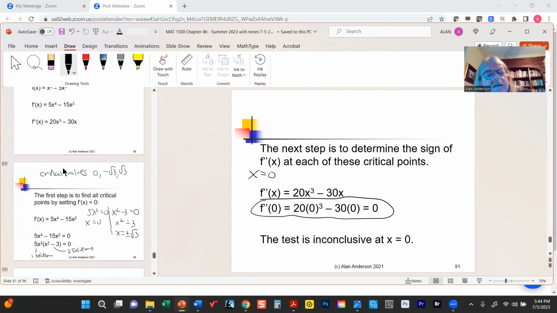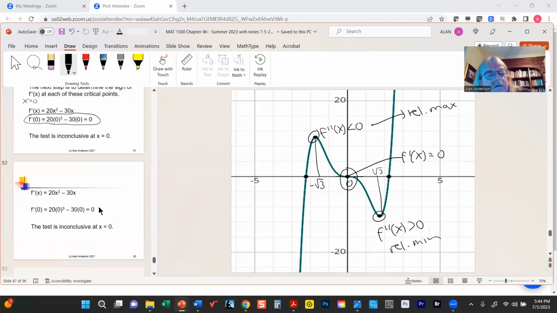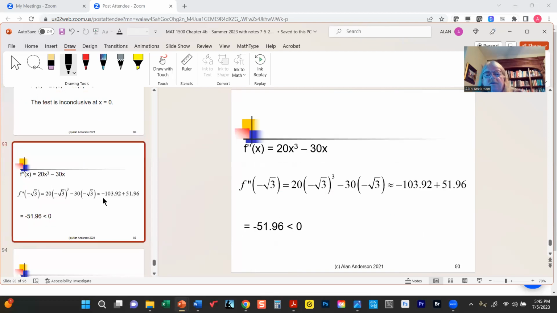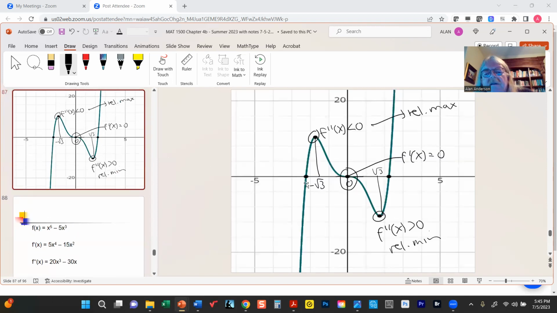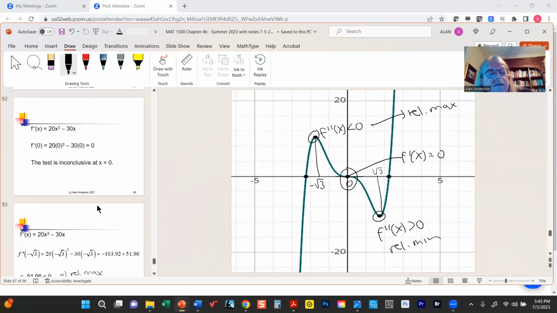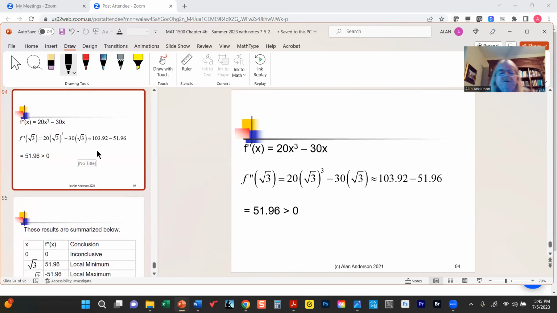And you can see why. This is not a maximum or a minimum. What about the other two? Let's try this with negative radical 3. So we plug this into the second derivative. It's negative. Therefore, this is a relative maximum. And you can see that, of course, is correct. And then we'll do the same thing with positive radical 3. Plug that into the second derivative. It's positive, and that implies a relative minimum.